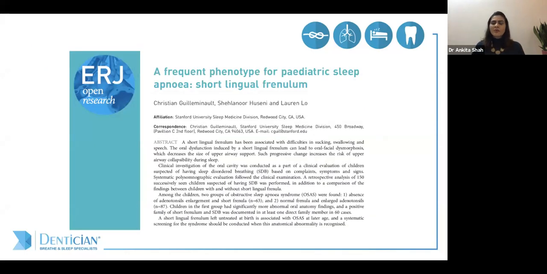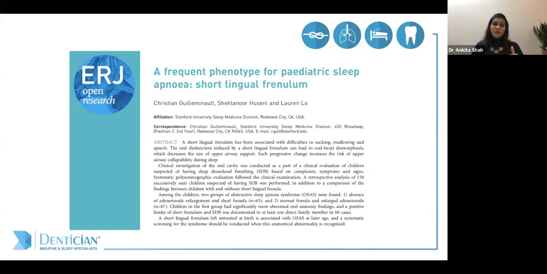So now let's talk a little about tongue ties. It's been only 4 years since tongue tie was recognized as a phenotype for pediatric sleep apnea. In this important paper where they recognized this as a phenotype, they did a retrospective analysis of 150 children. All these children had obstructive sleep apnea. They divided them into two groups. One group had large tonsils and adenoids, and they had obstructive sleep apnea, but they did not have any frenulum issues.